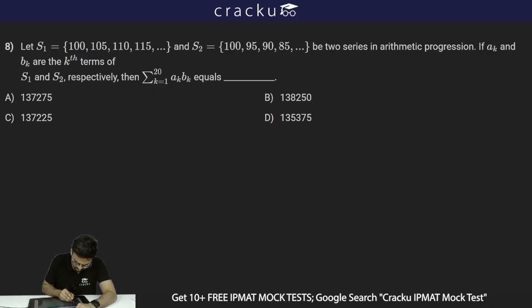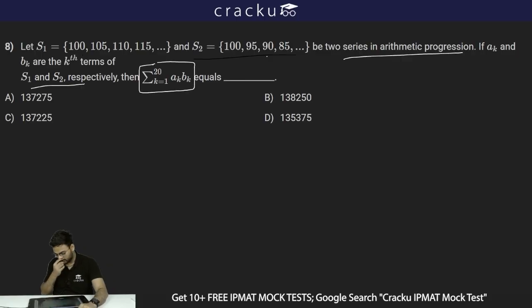Let S1 equal 100, 105, 110, 115, and S2 equal 100, 95, 90, 85, 80. Be two series in arithmetic progression. If AK and BK are the kth terms of S1 and S2 respectively, then the sum for K equal to 1 to 20 of AK into BK equals?